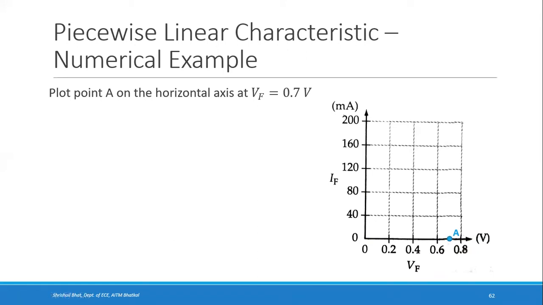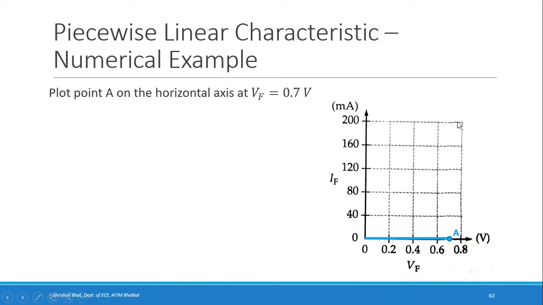Till that point, the current is 0. You can draw a line here. All of you please draw this in your books. Then you have to mark another point and then join those two points. That will be the piecewise linear characteristic. Now, how to find where to mark that point? We will consider that point as point B. How to get that particular point B?